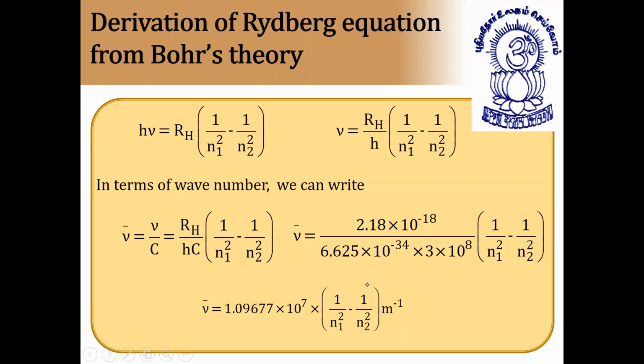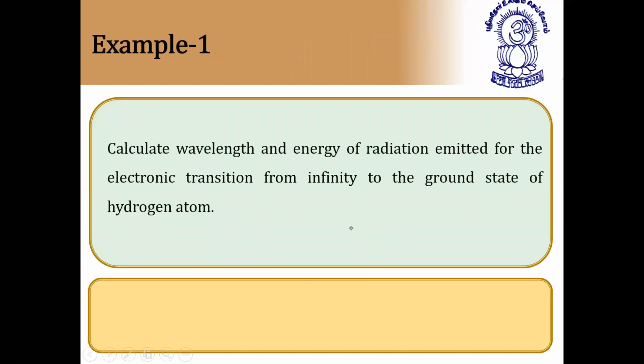Next, calculate the wavelength and energy of radiation emitted for the electron transition from infinity to the ground state of hydrogen atom. Ground state means n is equal to 1. To calculate the wavelength, use Rydberg's equation, and for the energy of radiation also, that is 2.18 into 10 to the power of minus 18.